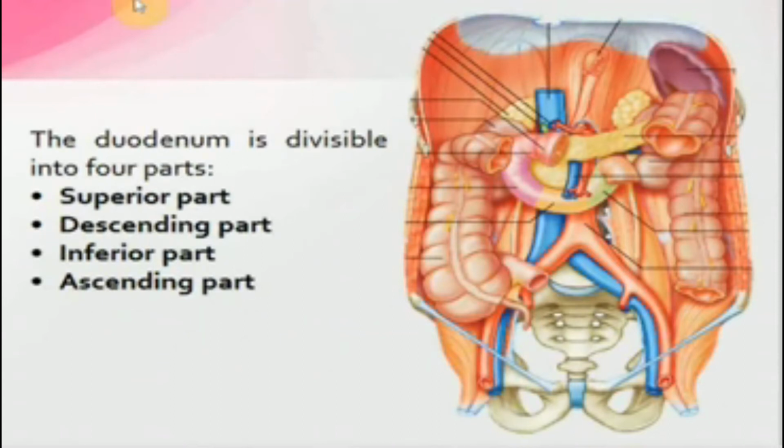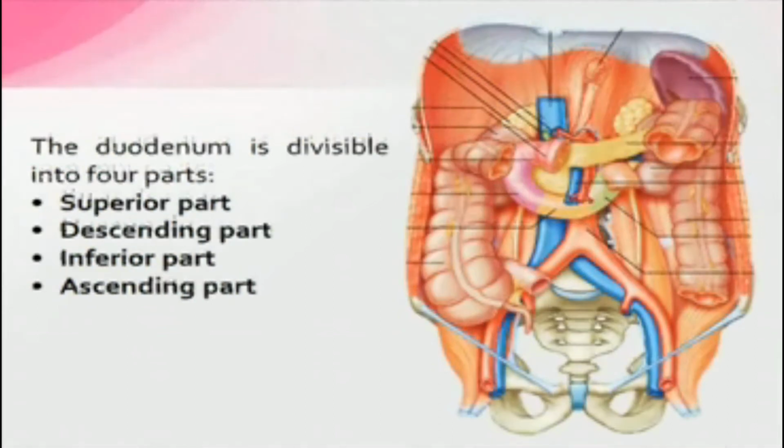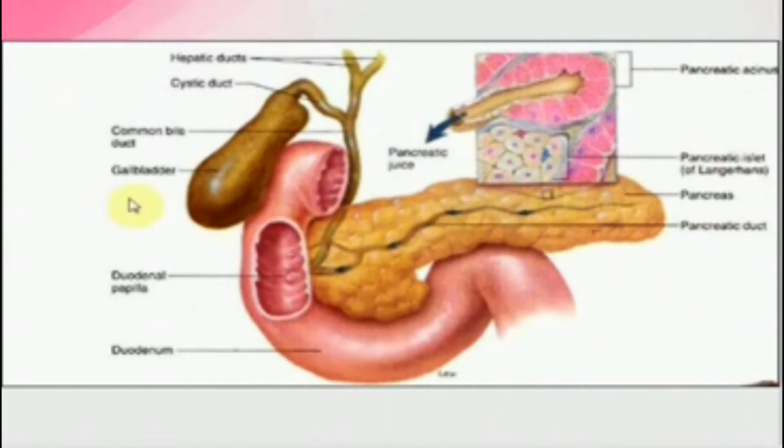The duodenum is divisible into 4 parts. Superior part, short and lies anterolateral to the body of the first lumbar vertebra. Descending part, longer and descends along the right side of the first to third lumbar vertebra. Horizontal part, crosses the third lumbar vertebra. And ascending part, short and begins at the left of the third lumbar vertebra and rises superiorly as far as the superior border of the second lumbar vertebra.